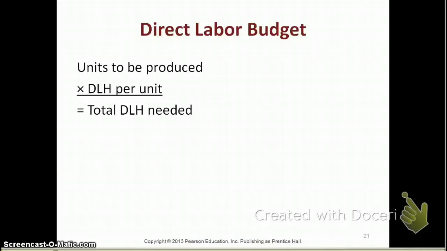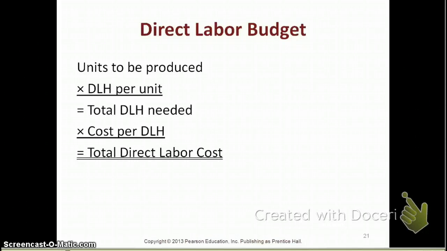Once you get your total direct labor hours, you have to multiply that by the cost per direct labor hour. So your cost of direct labor gives you total direct labor cost. And you would prepare your direct labor budget based on that.